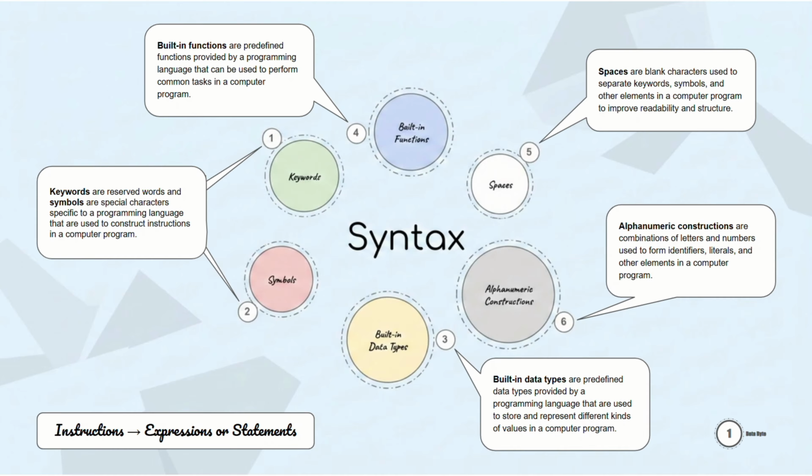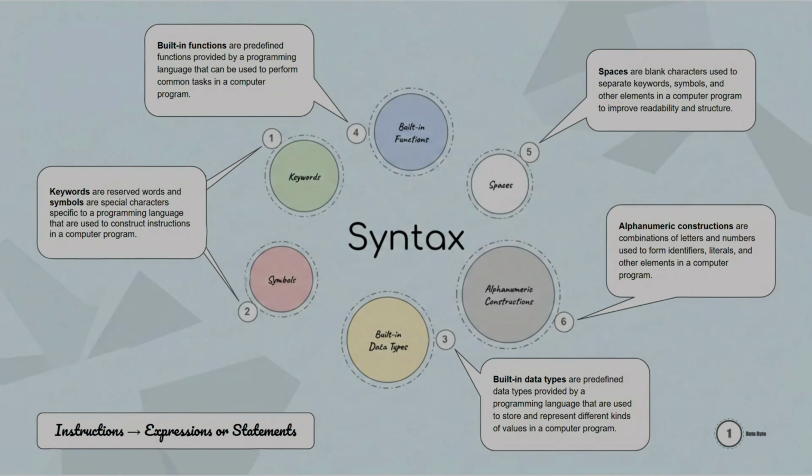Basically, it provides proper identification in a computer program to improve readability and structure. Alphanumeric constructions are combinations of letters and numbers used to form identifiers, literals, and other elements in a computer program. So, as a programming language, Python has all of these six components, and we have to follow these six components to build our program structure using Python.